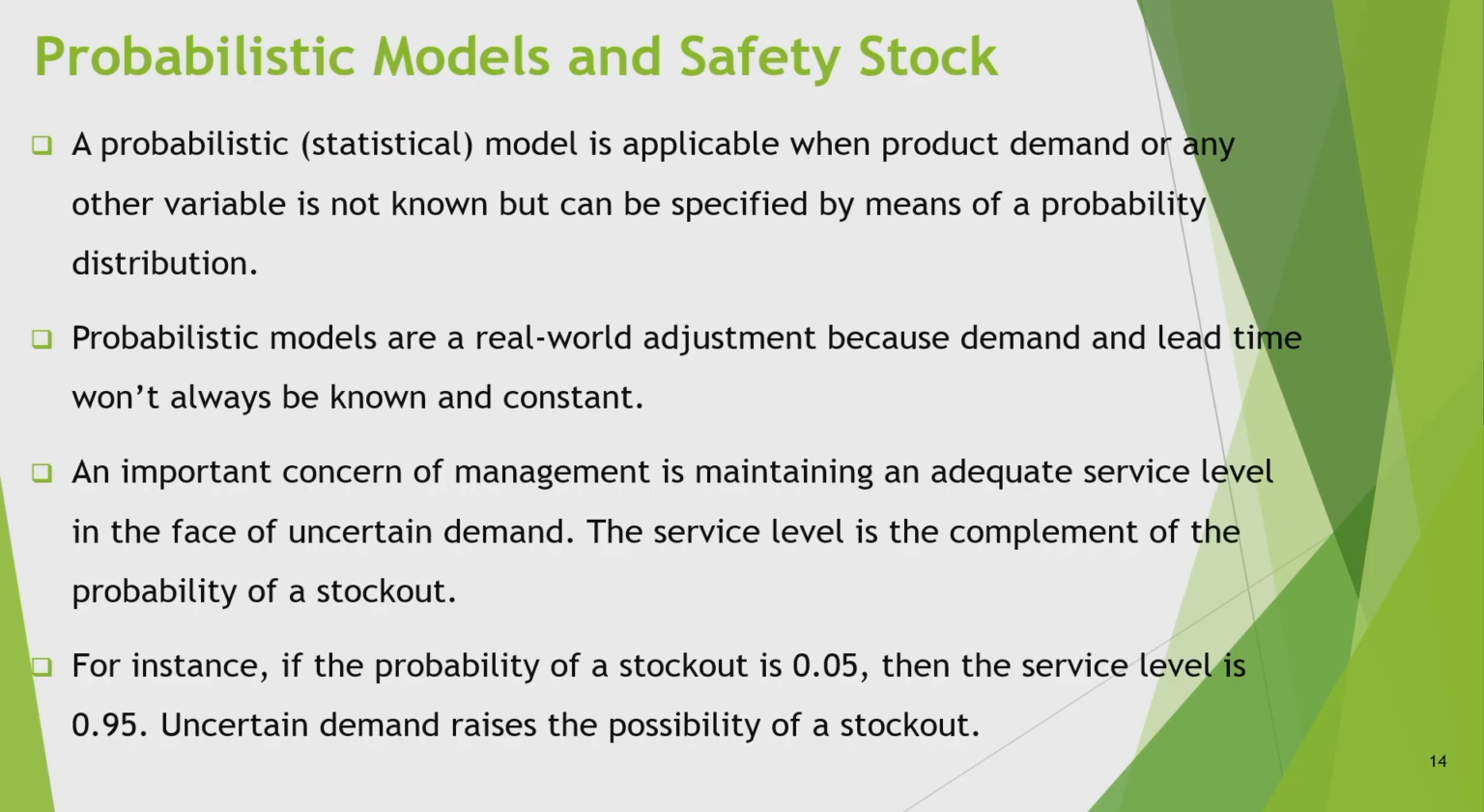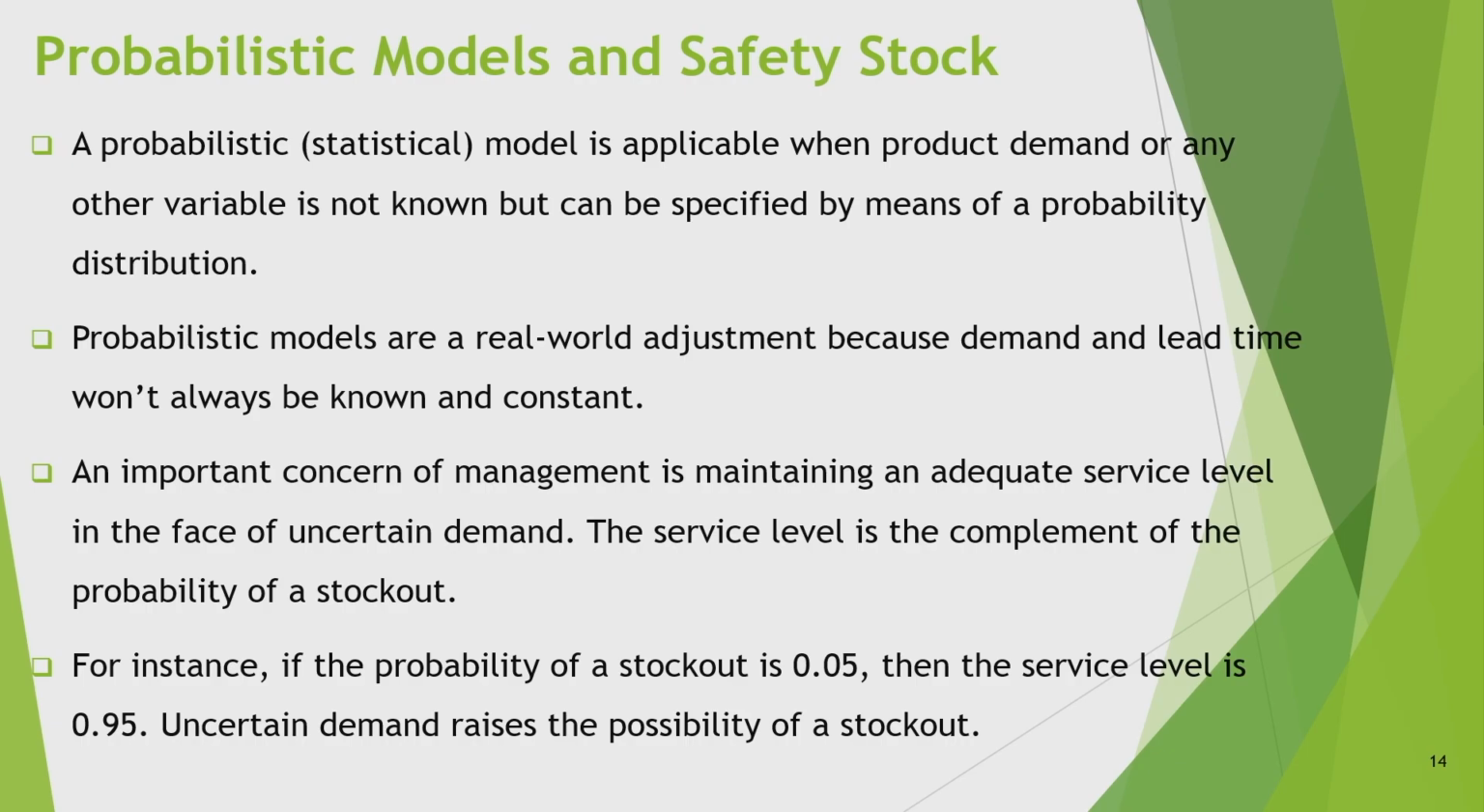Service level is the complement of the probability of stock out. Suppose the probability that I will be out of stock is 0.7, then service level is 0.3 only. If the probability of a stock out situation is 0.05, meaning 5% chances are there that you will be out of stock, then the service level is 95%, or in terms of probability, 0.95.